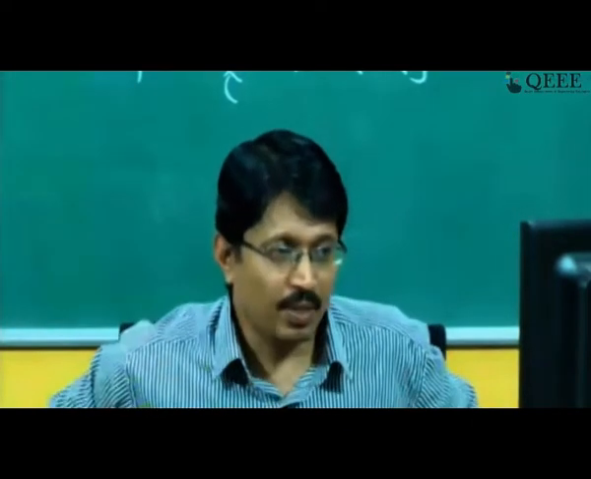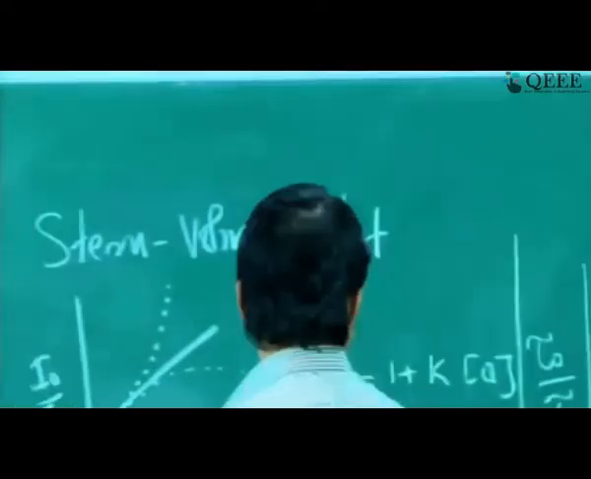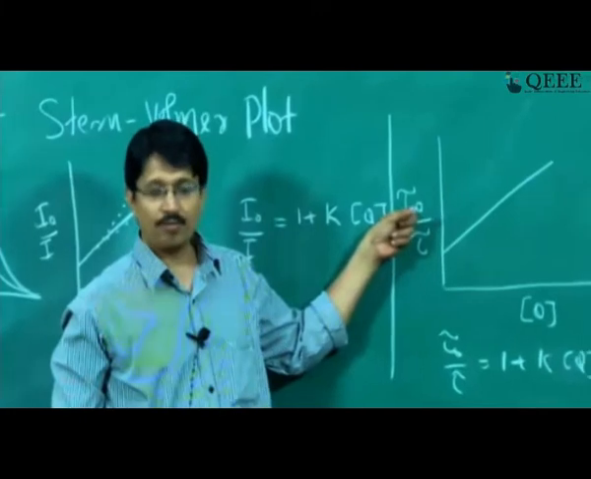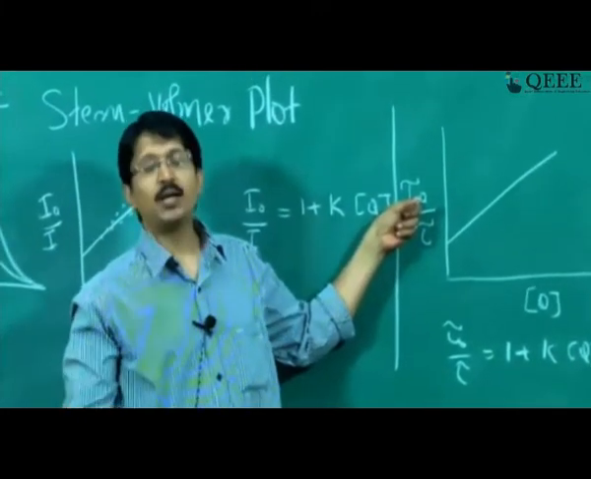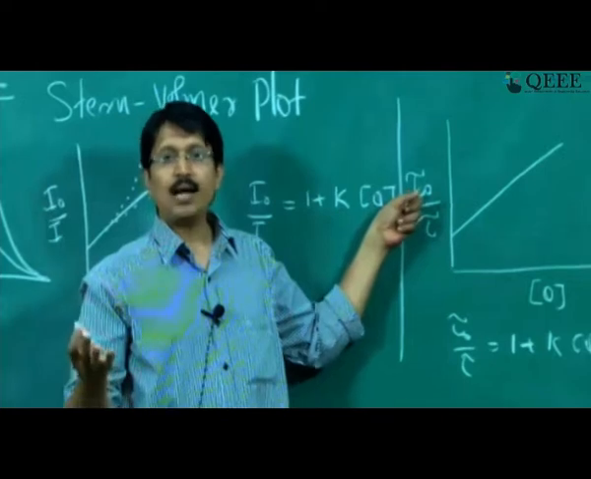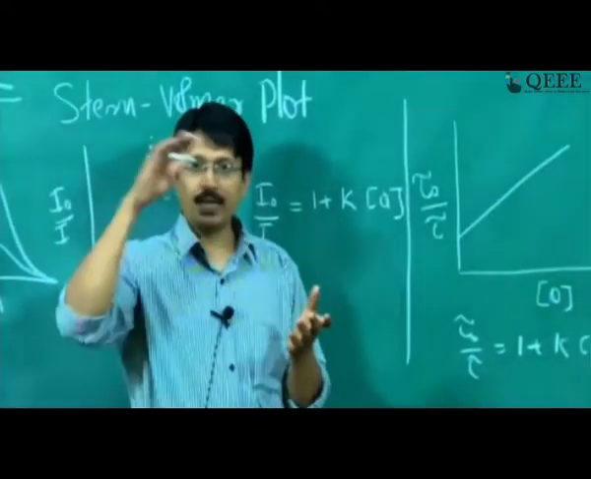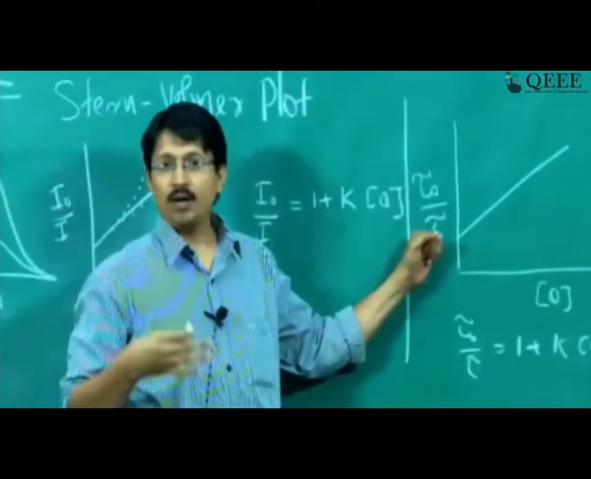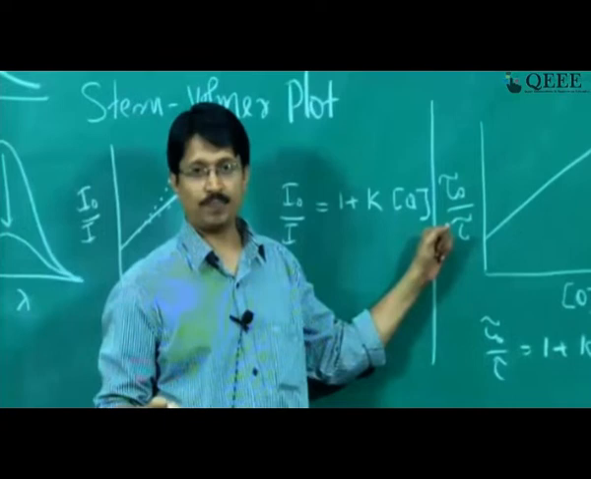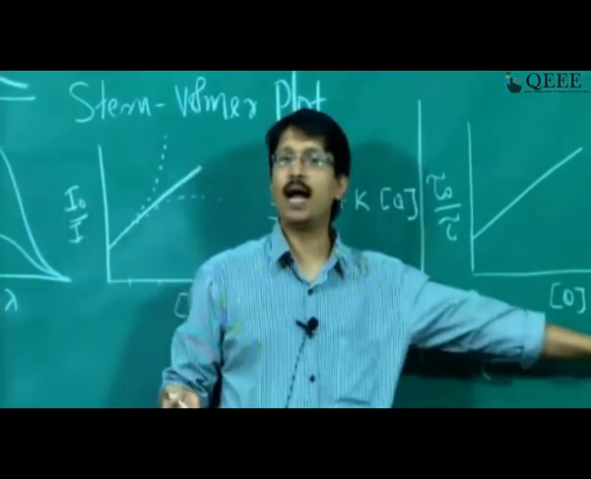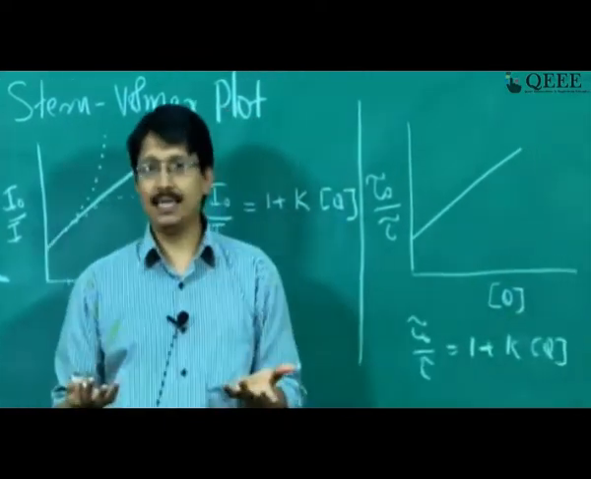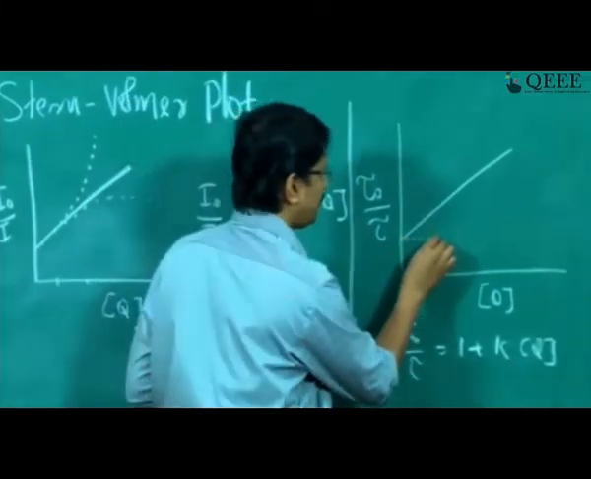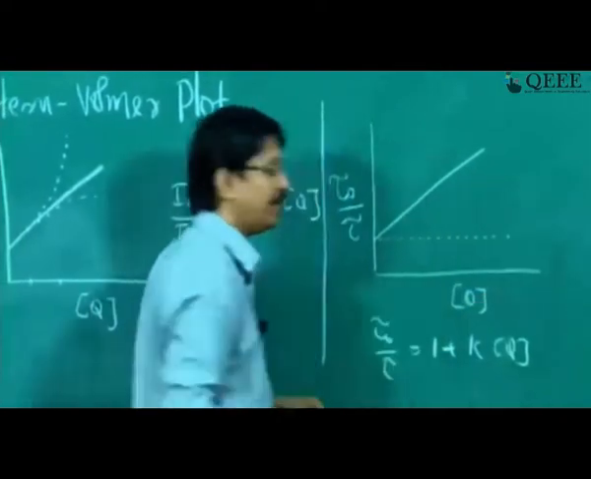If you can come to the board, you can show how the plot is. Tau 0 is the lifetime of the fluorophore in the absence of quencher. You are adding a quencher, but that quencher is not interacting with the fluorophore in the excited state, only in the ground state. So tau will be only tau 0, it will not change. It does not matter how much quencher you are adding, your tau is not getting changed. In other words, the ratio becomes 1 and you will get a straight line parallel to the x axis.